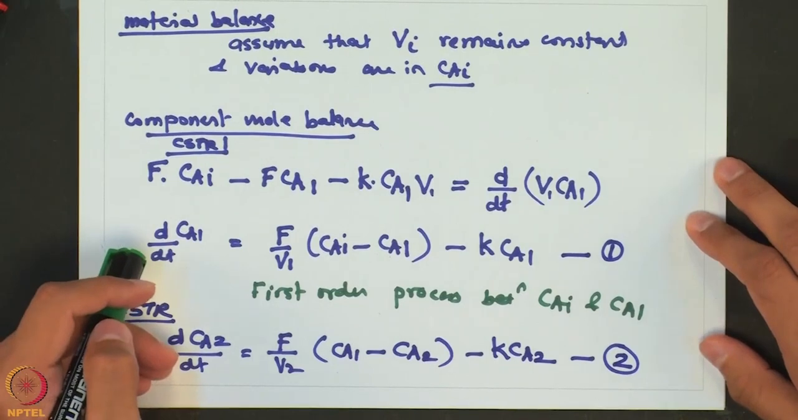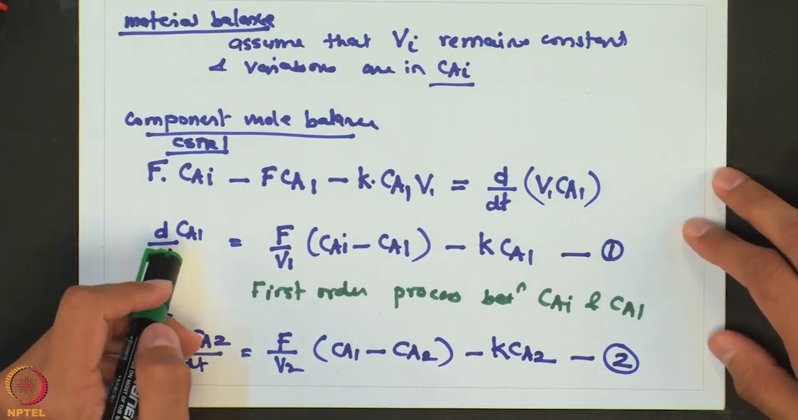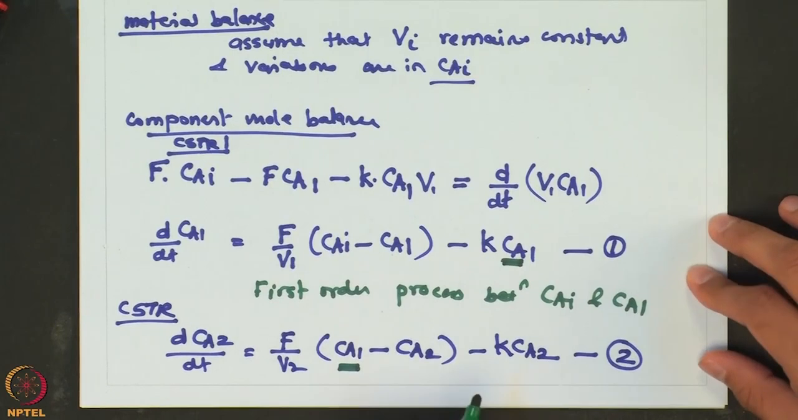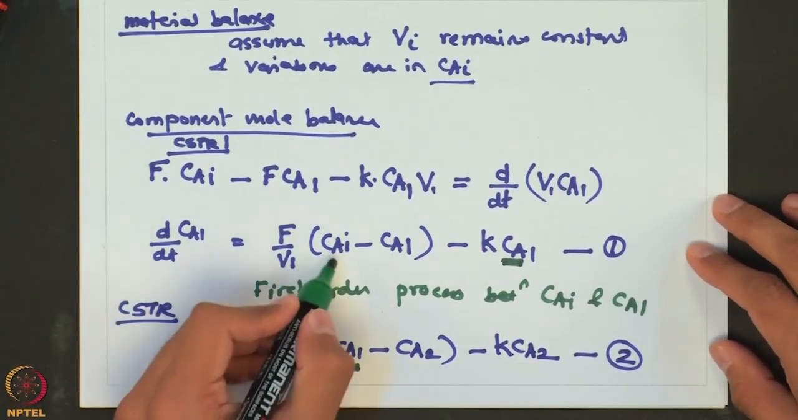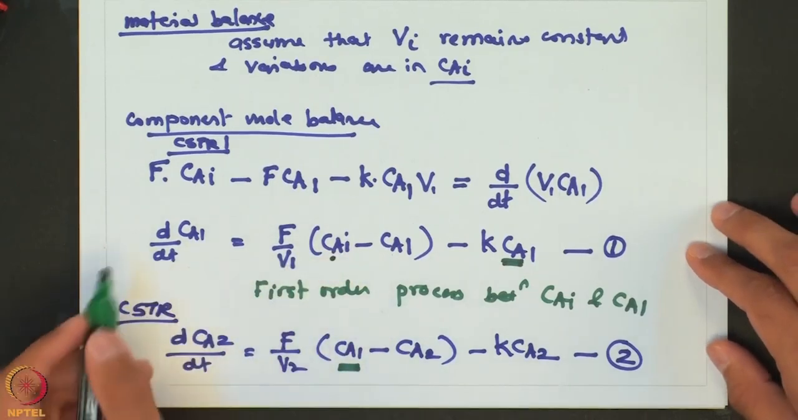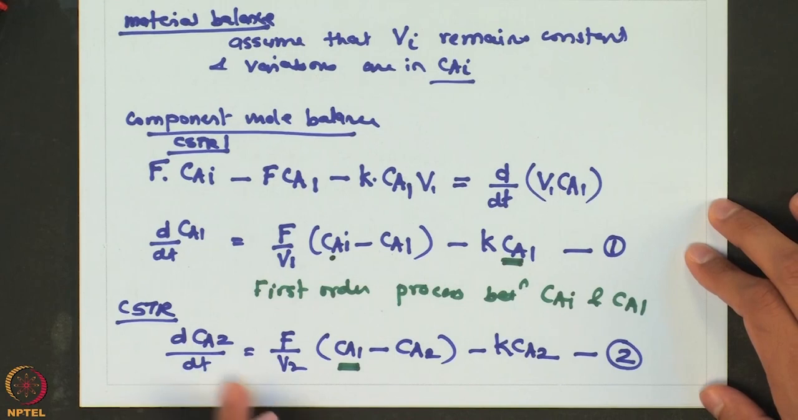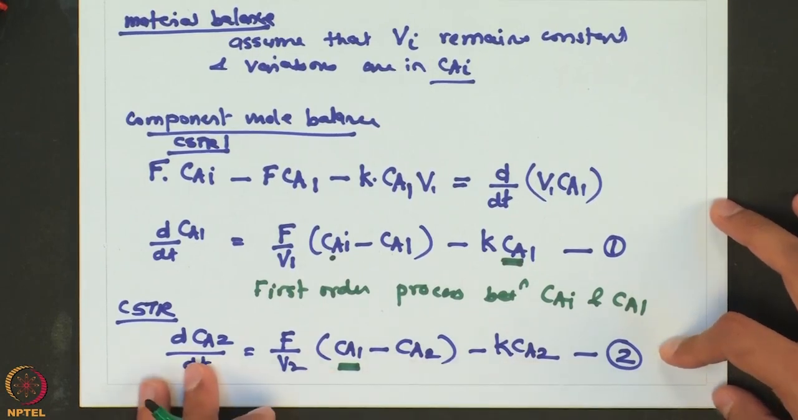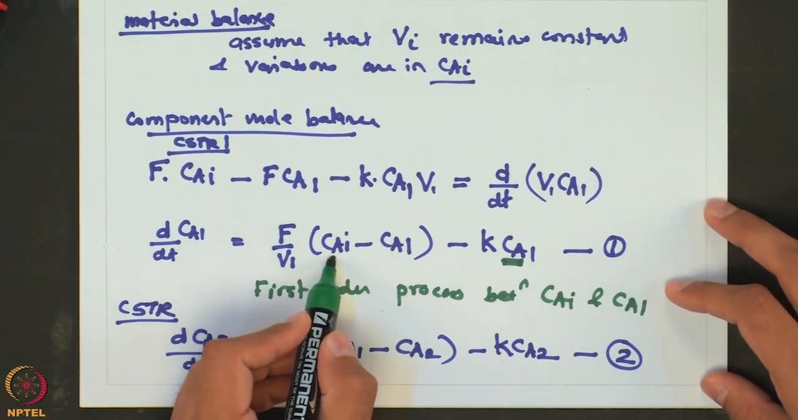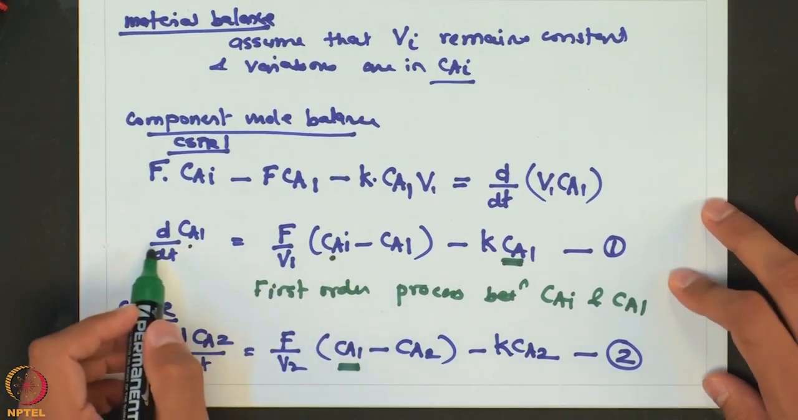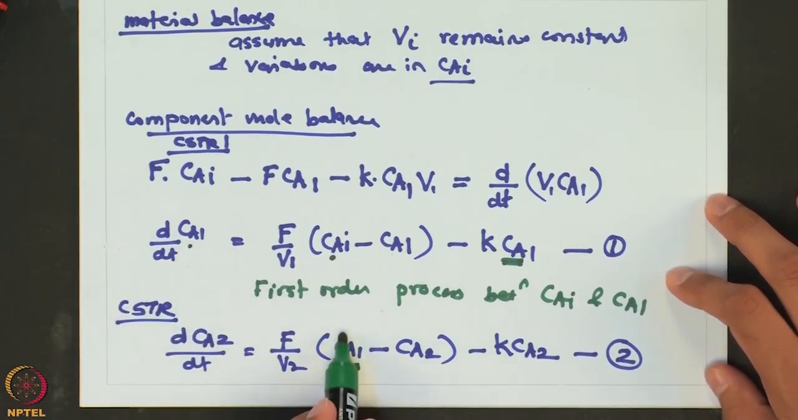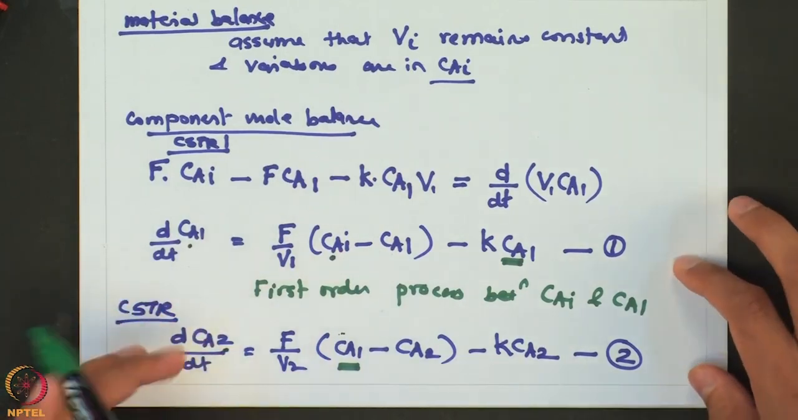So we have two first order processes which are connected together through the term CA1, because whenever there is a change in inlet composition, which is CAI, it is not going to directly affect CA2. If you look at equation 2, you will see that there is no term for CAI. So CAI is not going to directly affect the concentration of the second CSTR. Whenever you change CAI, it is going to first change CA1. So it is going to affect the first tank directly. It will cause changes in CA1, and those changes in CA1 are now going to drive the changes in CA2. So that is how it is a series connection between two first order capacities.